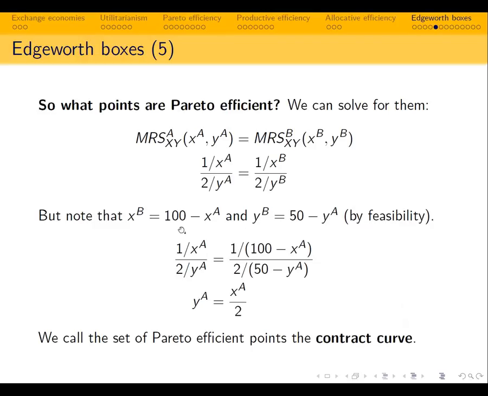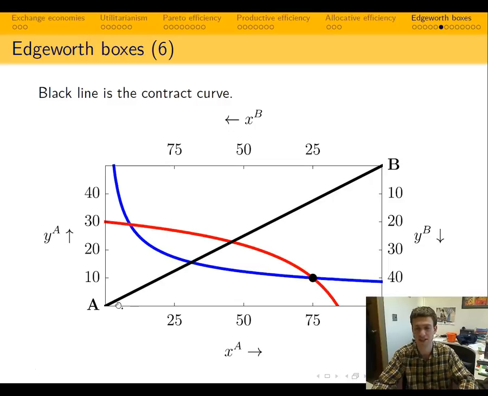So this gives us something a little bit ugly, but if we do the algebra, it ends up being not ugly at all. We just get ya equals xa over 2. And if we plot that curve, it gives us the set of Pareto efficient points, which we call the contract curve, right? This is defined as the contract curve. So here it is. Ya equals xa over 2 is this black line on the diagonal.